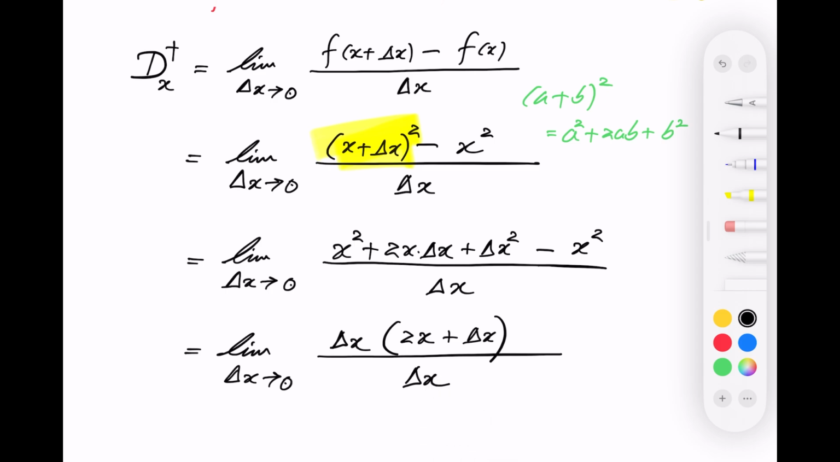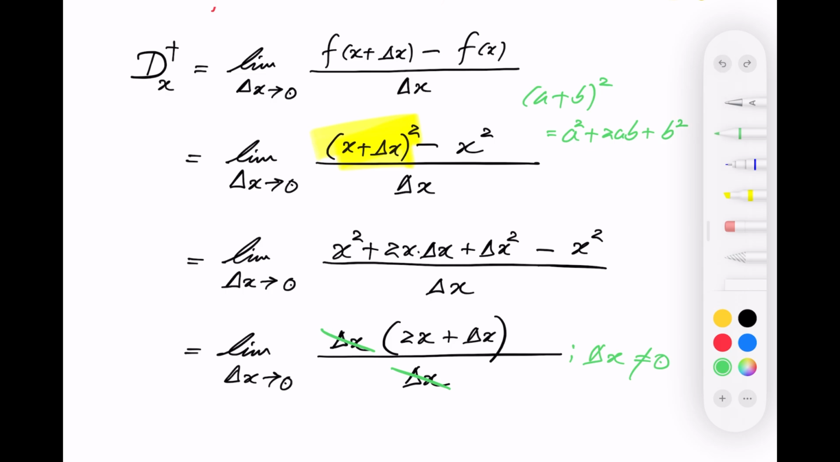Now it's time to do the simplifications. We can divide out the delta x from the numerator and the denominator respectively. That is because delta x is not equal to 0. Delta x is only approaching 0. Therefore, we are allowed to perform that operation.